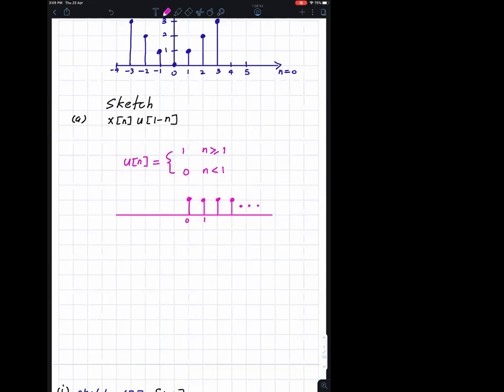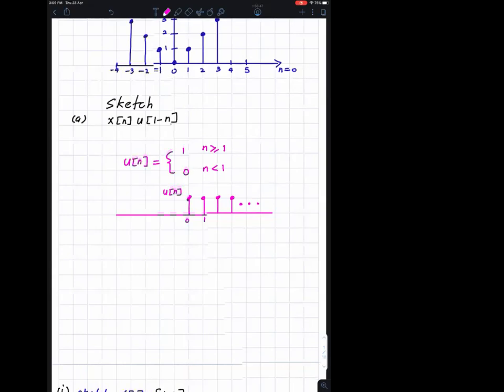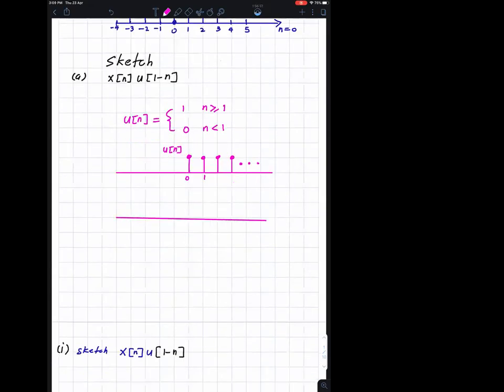Okay, this is u[n]. And you know the u[minus n]. For u[minus n], you can just flip this around 0. It's going the other way, right?